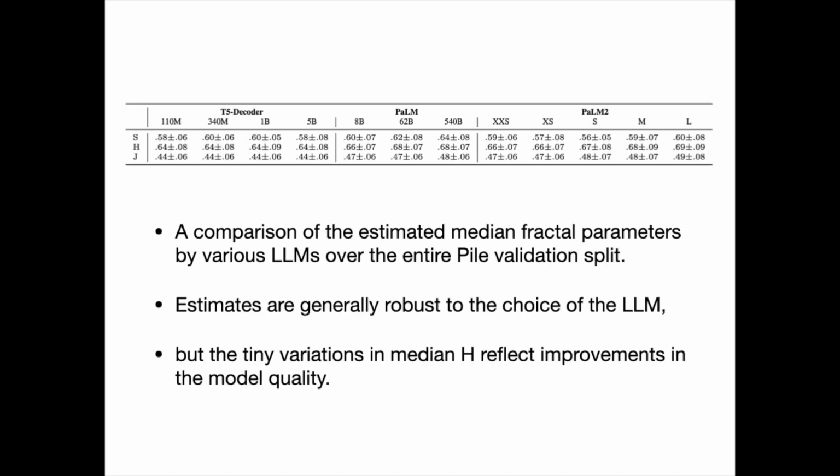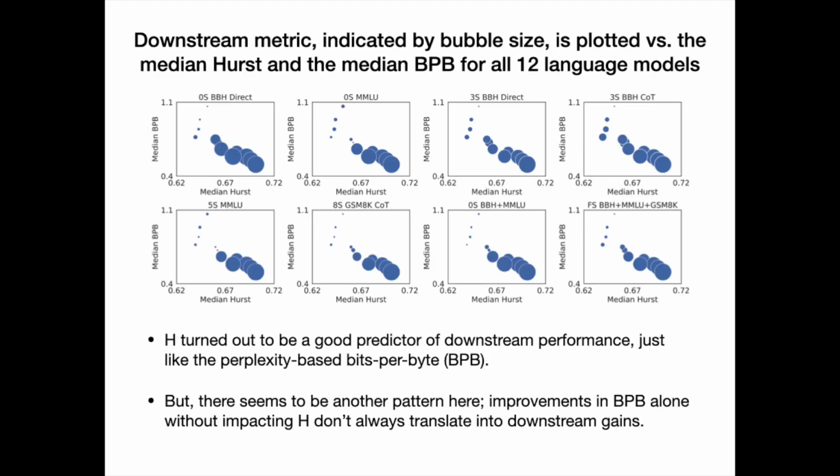A comparison of the estimated median fractal parameters by various LLMs over the entire Pile validation split. Estimates are generally robust to the choice of the LLM. But the tiny variations in median H reflect improvements in the model quality.